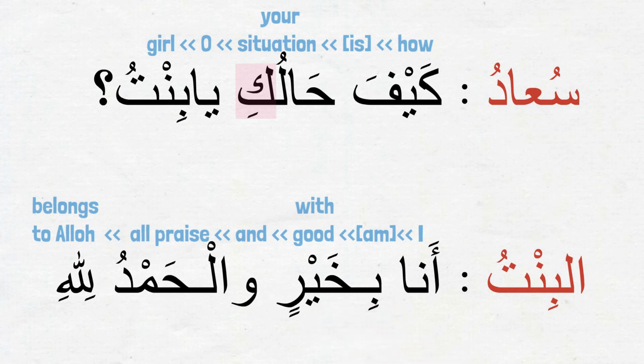بخير here is a jar majrur combination. Bi means with and khair is good. So word by word, أنا بخير is I'm with good or I'm with goodness. And this is how we say I'm good in Arabic.